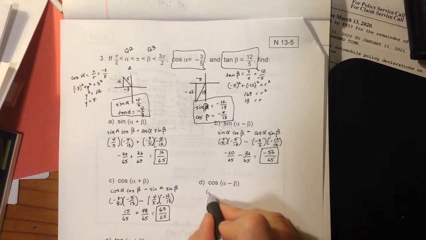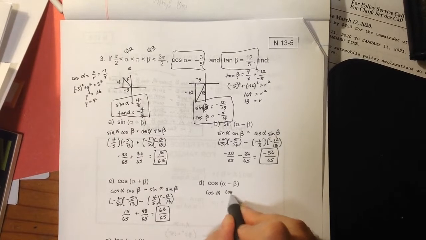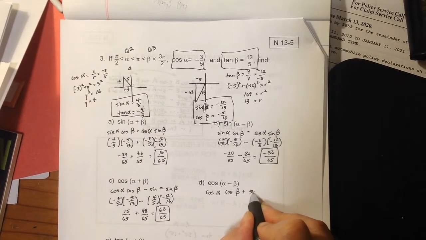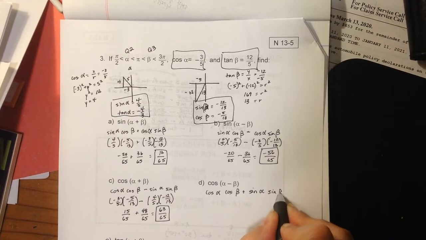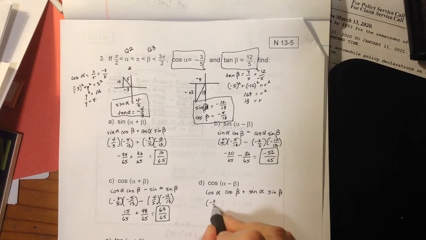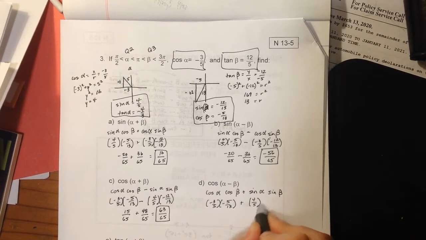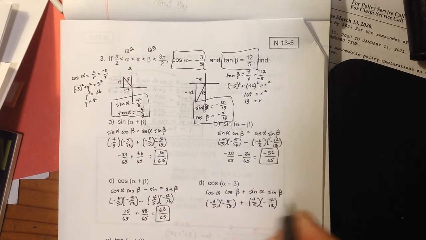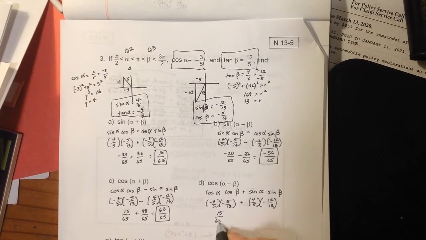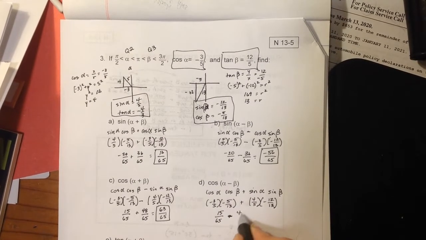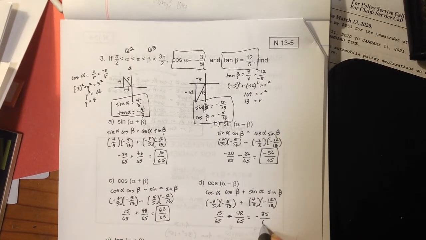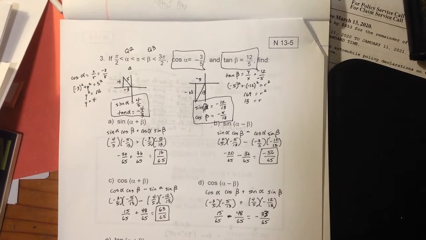Cosine alpha minus beta, cosine alpha cosine beta, plus sine alpha sine beta. So negative 3/5, negative 5/13. This time plus 4/5 times negative 12/13. 15 over 65 minus 48 over 65 is going to be a negative 35 over 65. Excuse me, that's not right. Negative 33 over 65. Negative 33 over 65.